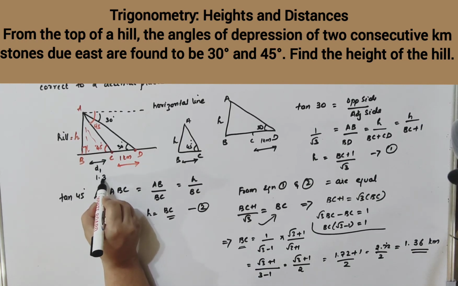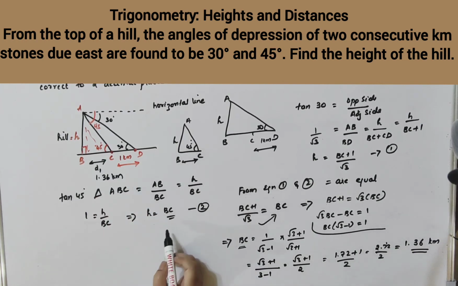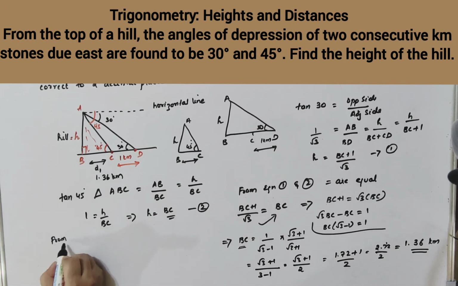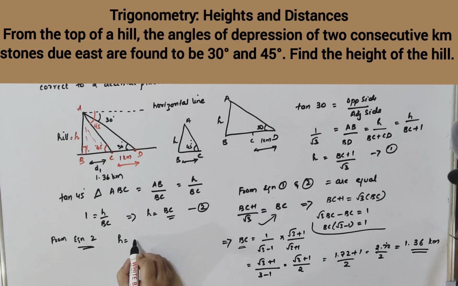This is 1.36 kilometer. Now, from equation 2, the height is the same as BC, and BC we have got as 1.36. So the height is equal to 1.36 kilometer.